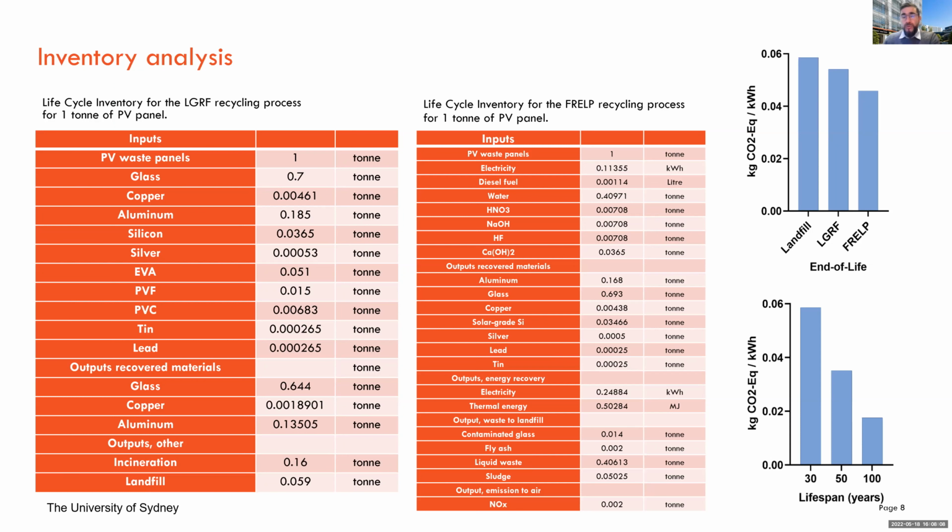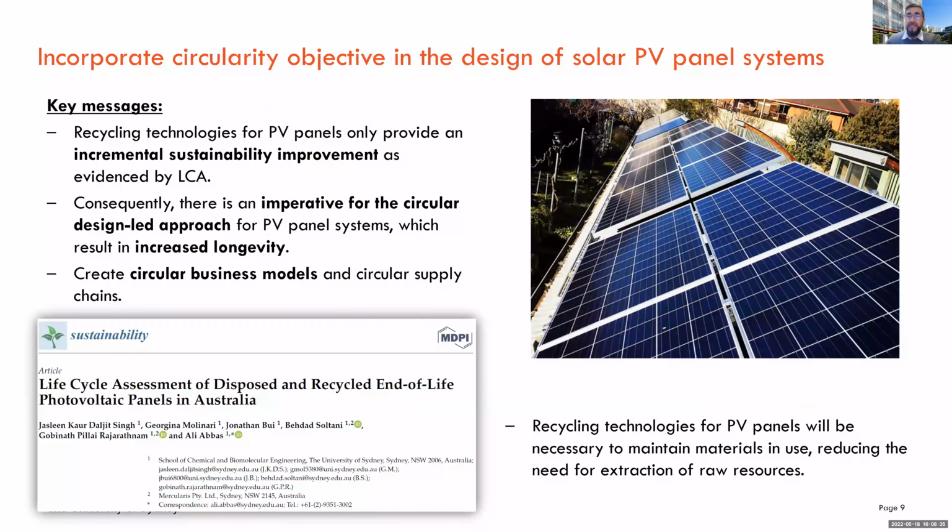So to produce 1 kilowatt hour, we need 0.06 kilograms of CO2 equivalent, or we will produce that much CO2 if we landfill them. But if we recycle them, the other two bars, you could see recycling solar panels, that's what the results here say, is only slightly better than landfilling them. So that's quite a controversial finding, right?